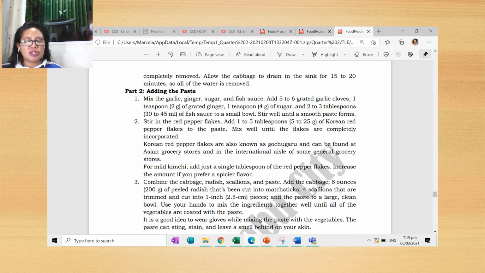Then combine the cabbage, radish, scallion, and paste. Add the cabbage, 8 ounces or 200 grams of peeled radish that's been cut into matchsticks, and 4 scallions that are trimmed and cut into 1 inch (2.5 cm) pieces to a large clean bowl. Use your hands to mix the ingredients together well until all the vegetables are coated with paste.